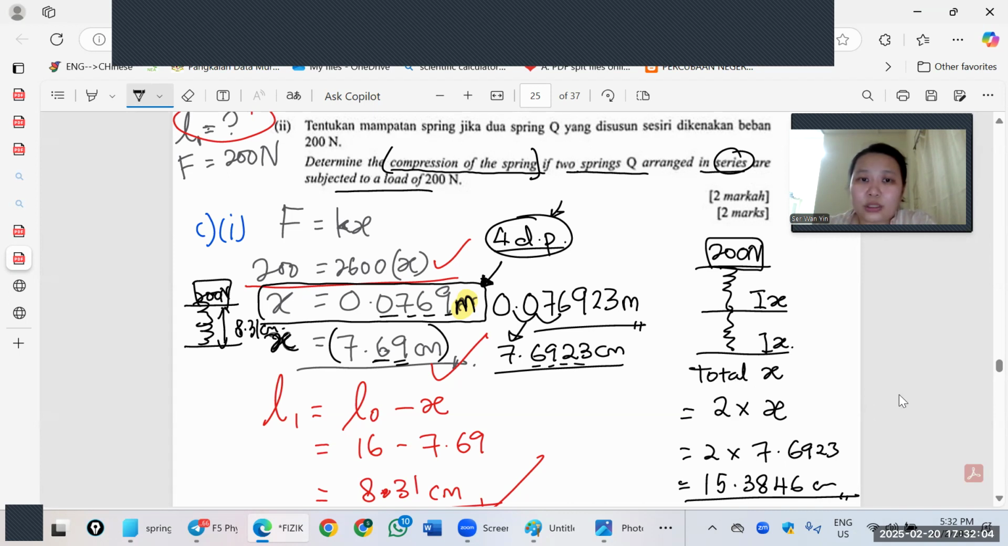Total compression. The compression means it becomes shorter. Extension means it becomes longer.